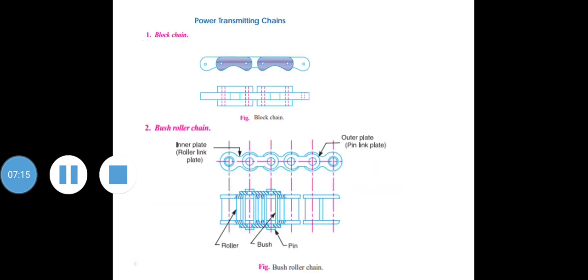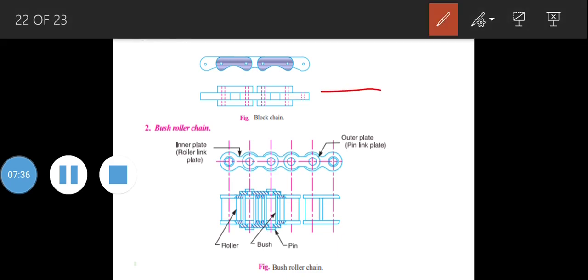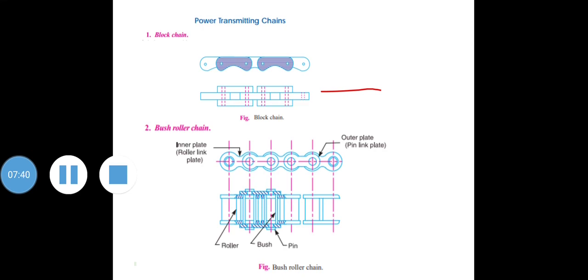So let's see the power transmitting chain. There are three types of power transmitting chain. The first type is the block chain. As we are able to see in the diagram of the block chain, this is the top view of the block chain. It has a block like structure.